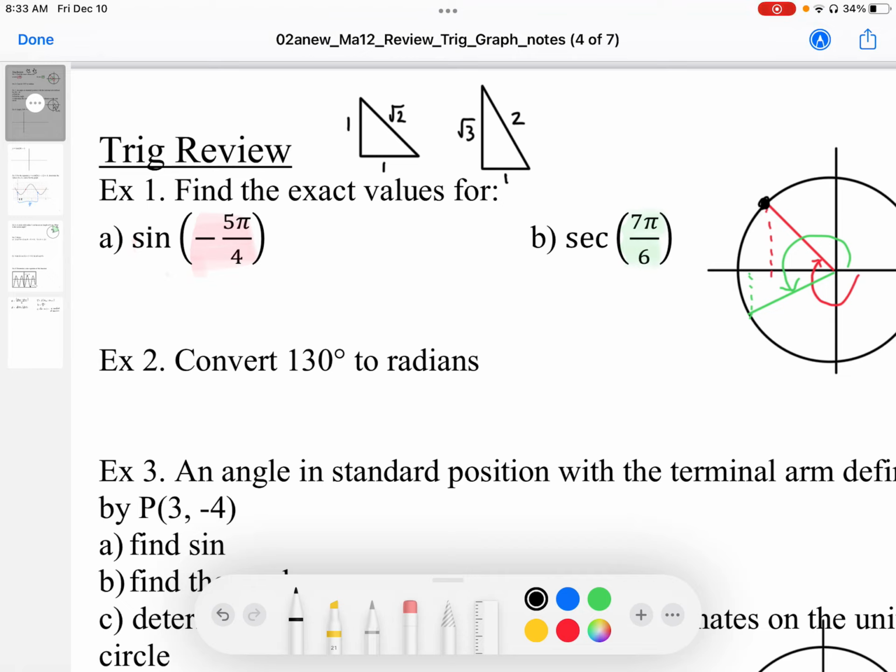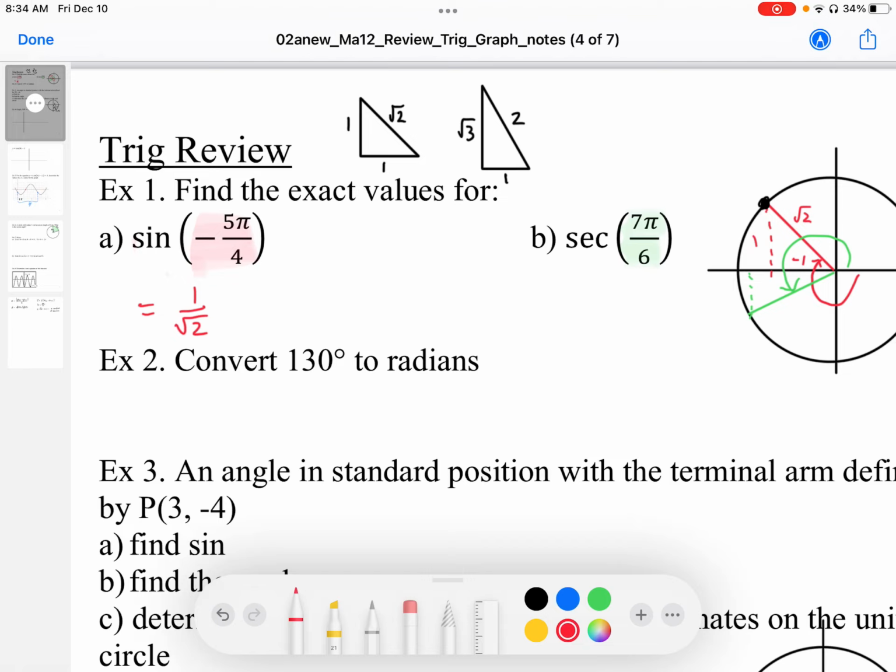The second thing is we need to identify the triangle that we're working with. In this case here, we're dealing with the 45-degree triangle, this one here. So our ratios are going to be -1 along the horizontal, +1 along the vertical, and √2 along the radius. So when we take a look at the sine ratios, sine is vertical, so it's going to be 1 over square root 2, and that's our exact value.